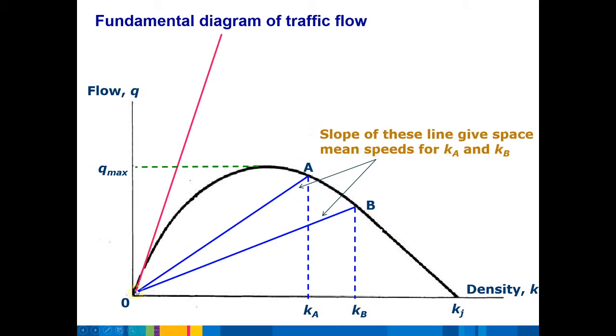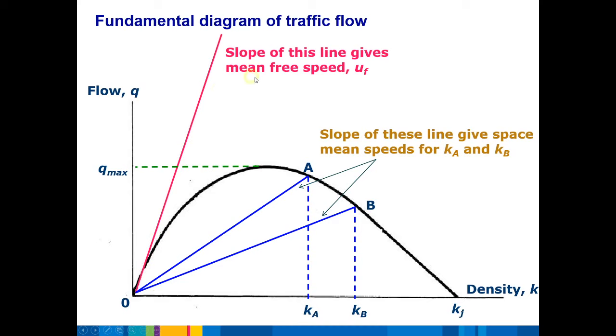If we draw a line from the origin to particular points on the curve, then we can see a slope in here, which shows us the mean speed. So we measure density in vehicles per kilometer. We've got flow rate in vehicles per hour. If we take the slope of these lines, this gives us a kilometer per hour arrangement. If we look at the tangent from the origin, so tangent from 0, 0, coming straight out along this curve, this tells us the mean free speed.